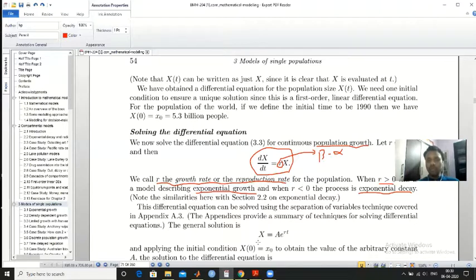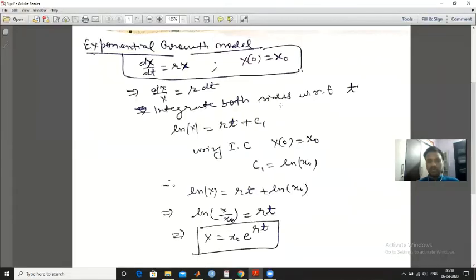So what will be the solution of this model? We have already discussed this type of differential equation. This is a first order separable differential equation. It is very easy. You can write dx over dt is equal to rx. You can separate this, and if you integrate with respect to t on both sides, then it will become log x equal to rt plus c1. We don't need the modulus here, because this is the population and population will always be positive.